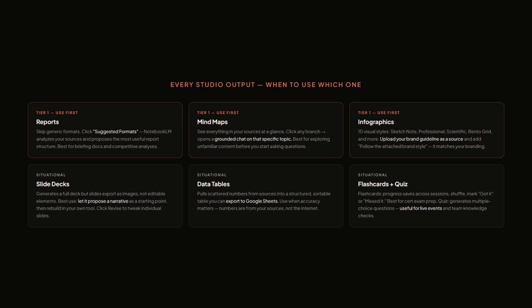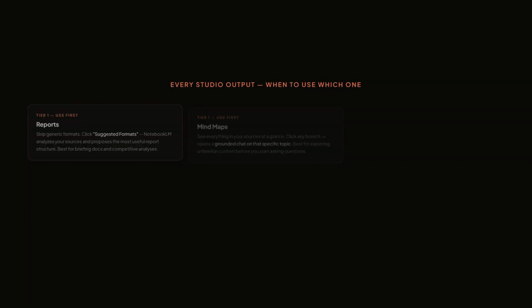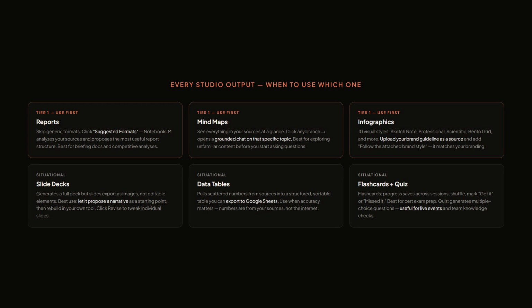Infographics, 10 visual styles including professional, scientific, sketchnote, and bento grid. Pro tip, upload your brand guidelines as a source and add that to your instructions. It matches your brand colors and fonts. Slide decks. Slides export as images, not editable elements, so don't expect to edit them in PowerPoint. Use them to get a proposed narrative, then rebuild in your own tool. Data tables, for competitor comparisons and fact extraction. Flashcards and quiz, save across sessions, good for certification prep, and live event Q&A.